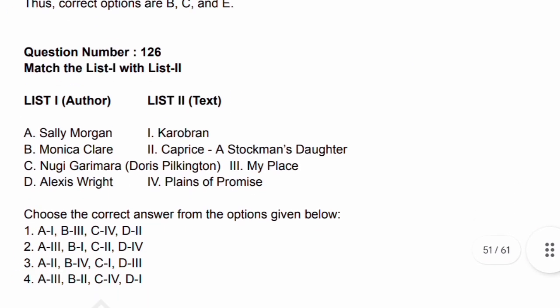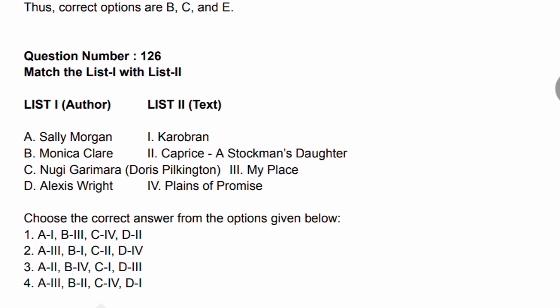Now, matching. Next question. It's a matching. Match the list that is in author and list second the text. So you have to match from the A 1 to second.